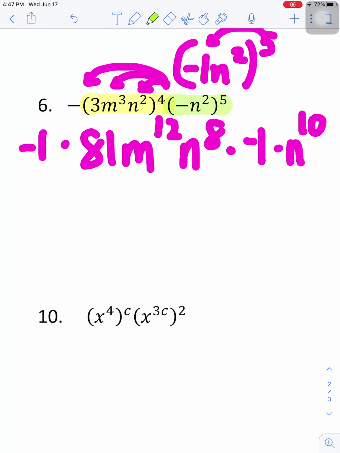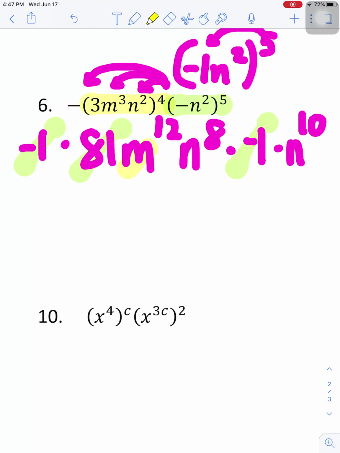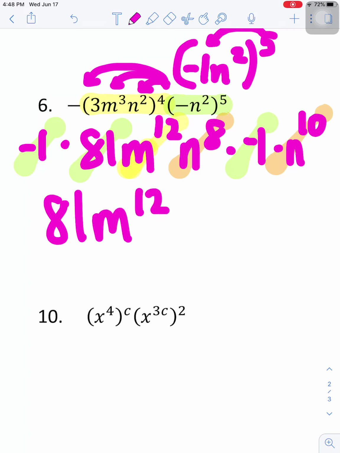Now you can go ahead and use your product rule from before. So find all your coefficients, those are your numbers, and then go through and find all the like variables. So here we only have the m, that's the one m, but then we have the two different n's. So negative 1 times 81 is negative 81. Negative 81 times negative 1 is a positive 81. The m is by itself, so we'll bring that down. And then n to the 8th times n to the 10th, that's 8 n's and 10 n's, so that's going to be 18 of them.